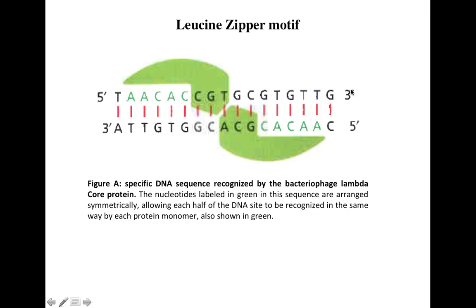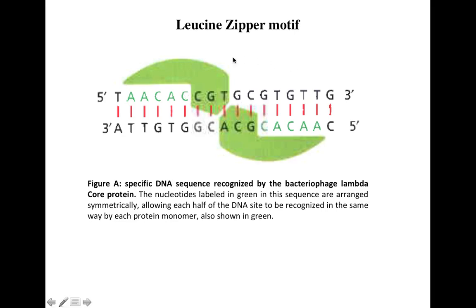As you can see, this is one strand of the DNA, 5 prime to 3 prime, and this is the second strand of the DNA, 5 prime to 3 prime. Both of these strands have a specific sequence. But what is interesting here is that the nucleotides indicated in green are arranged symmetrically. If you look at this strand, 5 prime to 3 prime, the sequence is AACAC. And the same is true for the other strand as well. The sequence is AACAC. So both of these sequences are identical, which means both can be recognized by identical protein motifs.